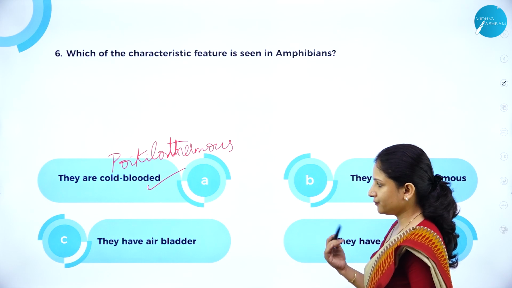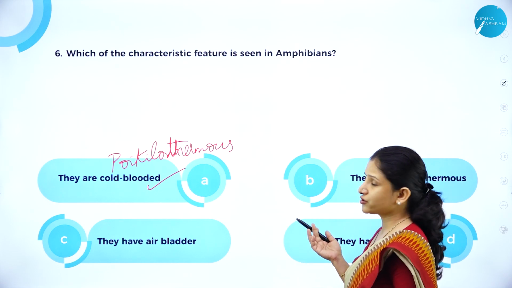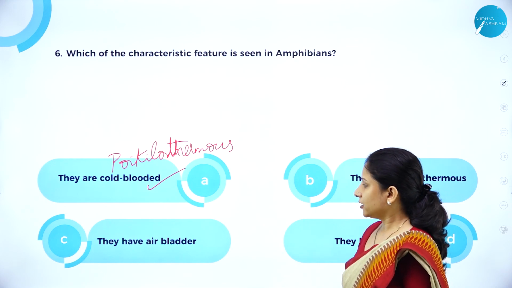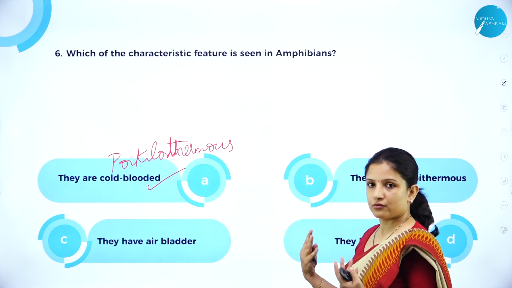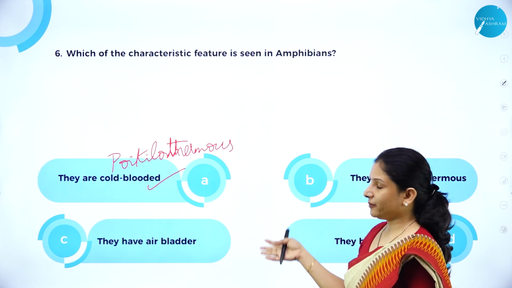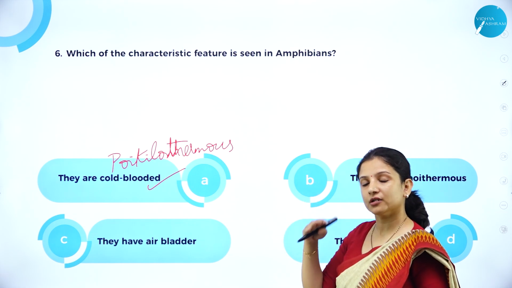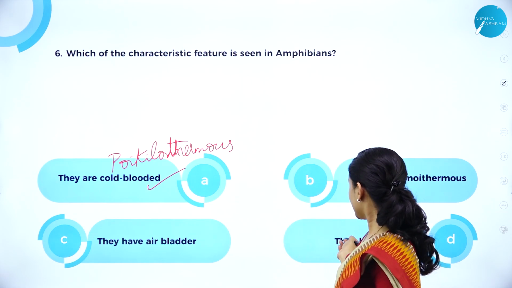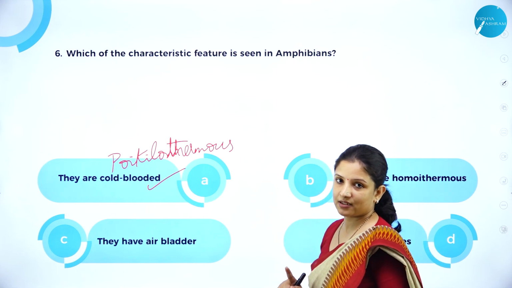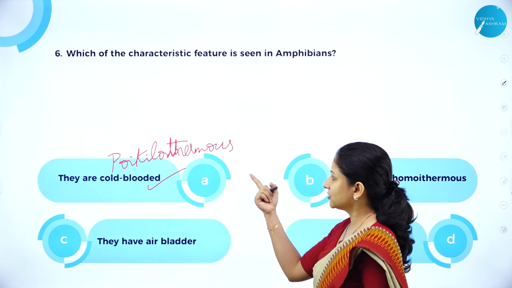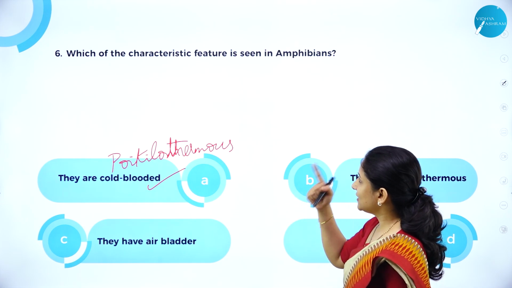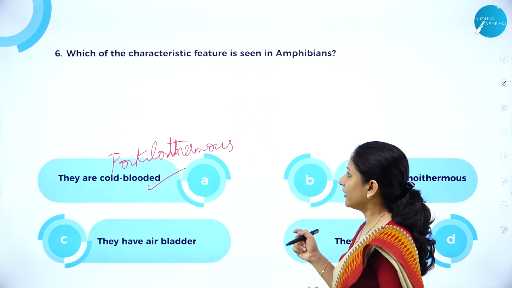They have an air bladder? No, because they usually don't swim. They wade in the water with the help of their webbed feet. And of course, they drown if they do not wade, but that has nothing to do with the air bladder. An air bladder is found in osteichthyes. And they have scales? They do not have scales. It is the chondrichthyes and the osteichthyes that have scales. These do not have scales. The right answer here is cold-blooded or poikilothermous, the characteristic feature seen in amphibians.